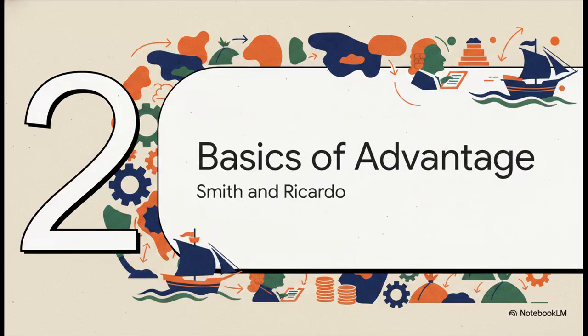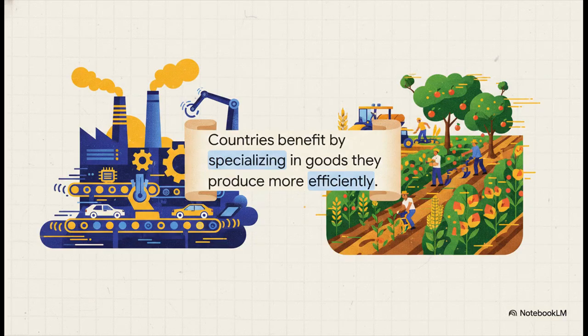Section 2. The Basics of Advantage, Smith and Ricardo. We have to kick things off with the fundamental logic of efficiency, establishing exactly why countries bother trading in the first place. And Adam Smith's initial solution was honestly just simple and elegant. According to his theory of absolute advantage, countries benefit by specializing in the goods they produce more efficiently than anyone else. Basically, a nation wins by making and trading the specific things it is absolutely the best at producing.